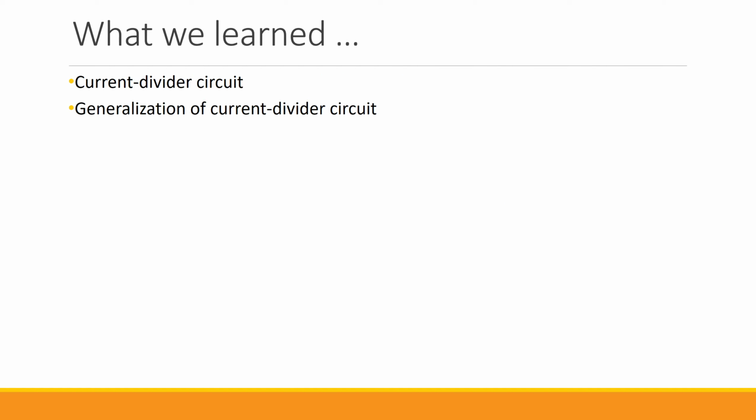So in this video, you got introduced to the basic current divider circuit, and then later on we generalized it to having more than two resistors all connected in parallel, and we found the equation for the current that goes through each one of those resistors individually.